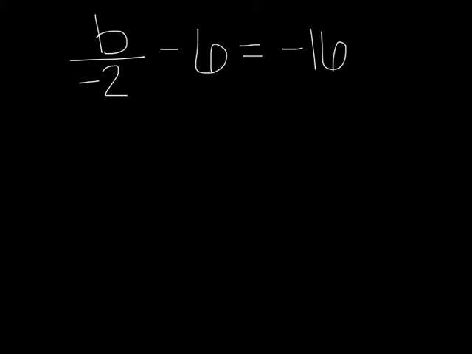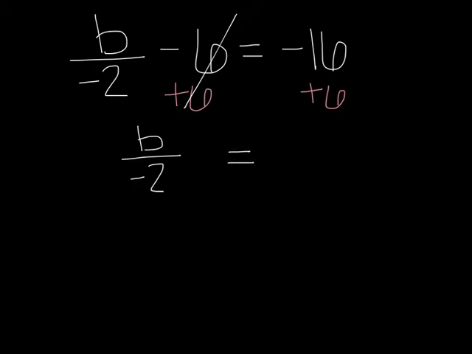Since I can do an addition or subtraction process without disturbing the fraction, I'm going to start there. So I'm going to start by moving this negative 6 to the other side by adding 6 to both sides of the equation. So the b over negative 2 has not changed. Negative 6 plus 6 is 0, so we'll bring down the equal sign. Negative 16 plus 6 is a negative 10.